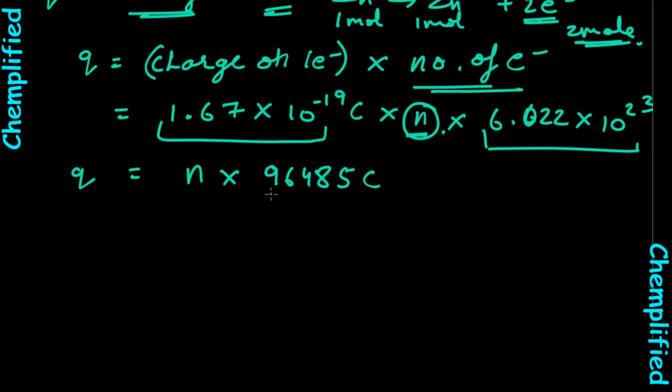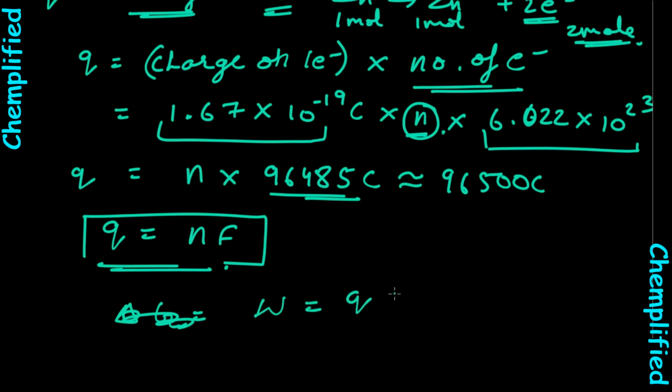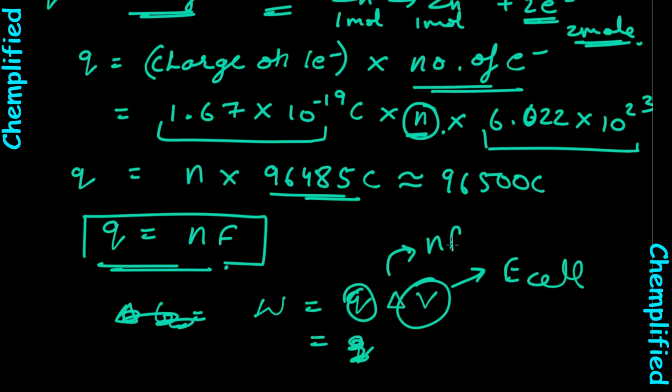Now this value is approximately equal to 96500 coulomb, and charge is equal to nF. We have reached our conclusion that Q is equal to nF. Now according to our formula, work done is equal to Q delta V. We already know that delta V is equal to E cell, and Q is equal to nF. So for our final formula, we can write work done is equal to nF E cell, right?